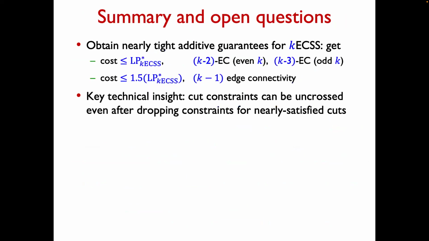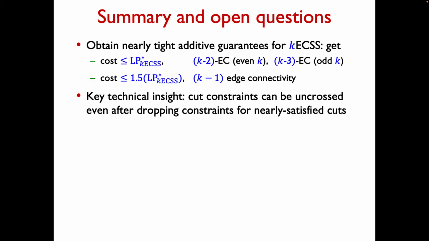So let me finish up here. Right, so we get these nearly tight additive guarantees, cost at most the LP solution in either k minus 2 or k minus 3 edge connectivity, depending on whether k is even or odd.